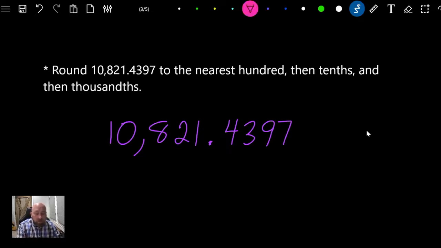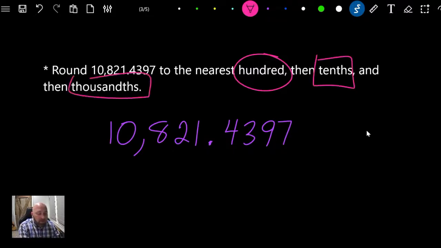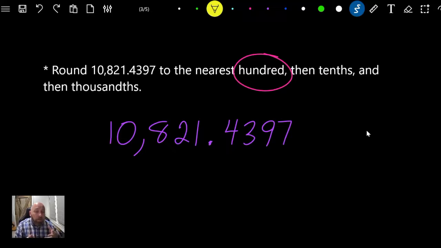So what they want you to do is they say round it to the nearest 100. Okay, we'll start with 100, then the tenths, then the thousandths. Okay, so let's do the hundreds first. So what we want to do is we want to identify what number is in the hundreds place. Well, the 8 is in the hundreds place.